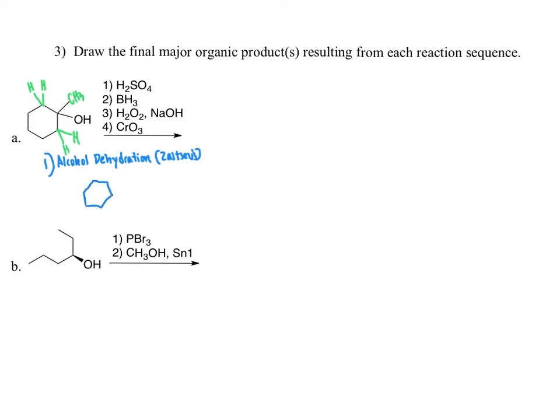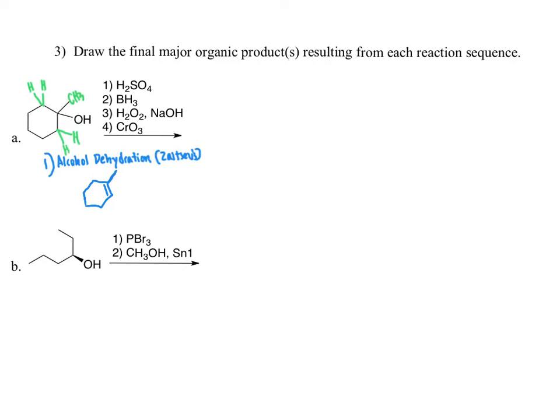And if you need a refresher on this particular reaction, you can find more information about it both in Chapter 11, as dehydration, and also back in our chapter on elimination reactions, Chapter 7, where it came up as well. So alcohol dehydration following Zaitsev's rule is what results from the first step of this reaction sequence.